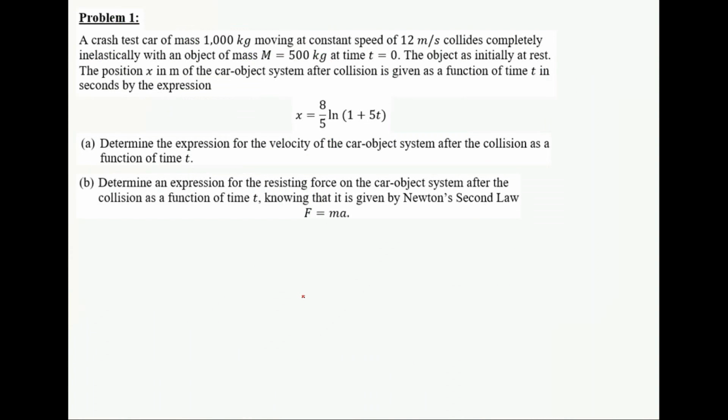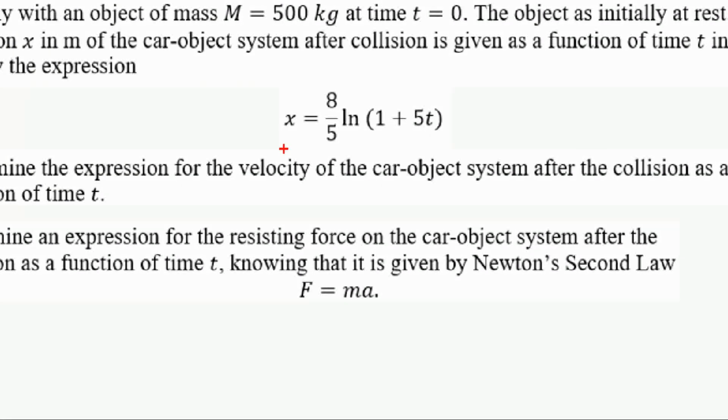Now, problem 1. A crash test car of mass 1000 kilograms moving at a constant speed of 12 meters per second collides completely inelastically with an object of mass 500 kilograms at a time t equals 0. The object is initially at rest. The position x in meters of the car-object system after collision is given as a function of time in seconds by the expression. So the position after the collision is given by this one.